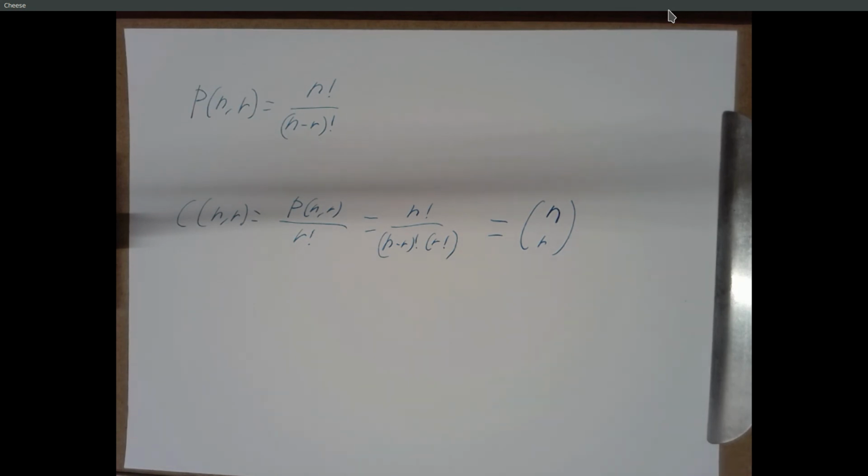Could you state the product rule and the sum rule the way you said it before? The way I said it just now? Yeah, just now. Okay. So if you have a task that can be broken down into a series of subtasks that have to be performed in succession, then the product rule applies. And the number of ways to do the original task is the product of the number of ways to do each subtask.